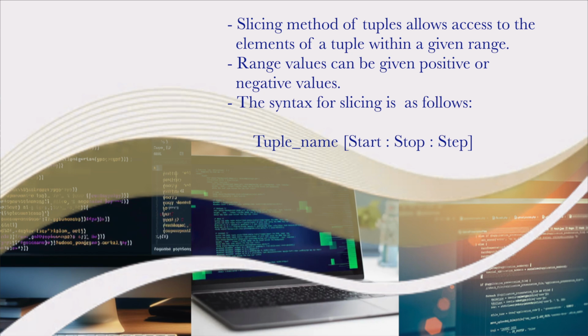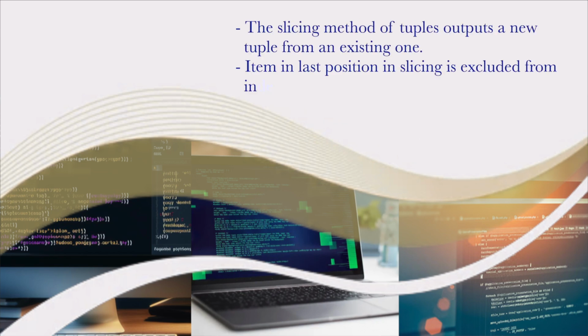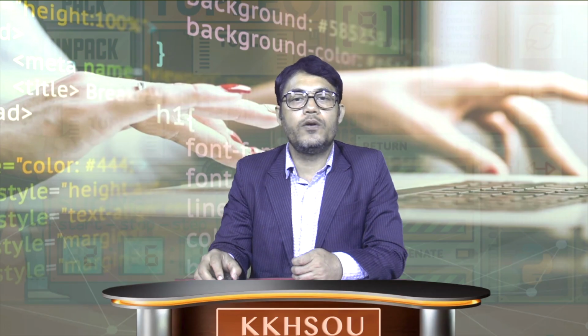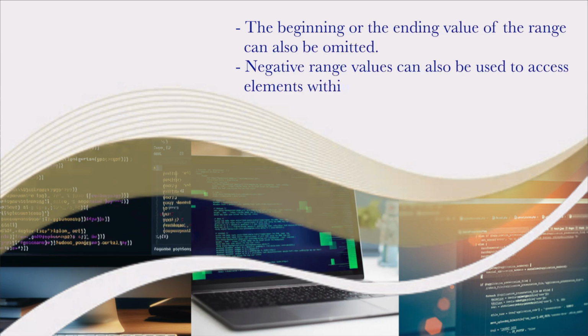The third parameter in tuple slicing is the step, which specifies what steps to be taken in slicing a tuple. The slicing method of tuples outputs a new tuple from an existing one. It should be noted that the item in the last position in slicing is excluded from indexing the tuple items. The step value is optional and it basically indicates the interval between the indices. The beginning or the ending value of the range can also be omitted, that is, they are optional. Negative range values can also be used to access elements within a range.